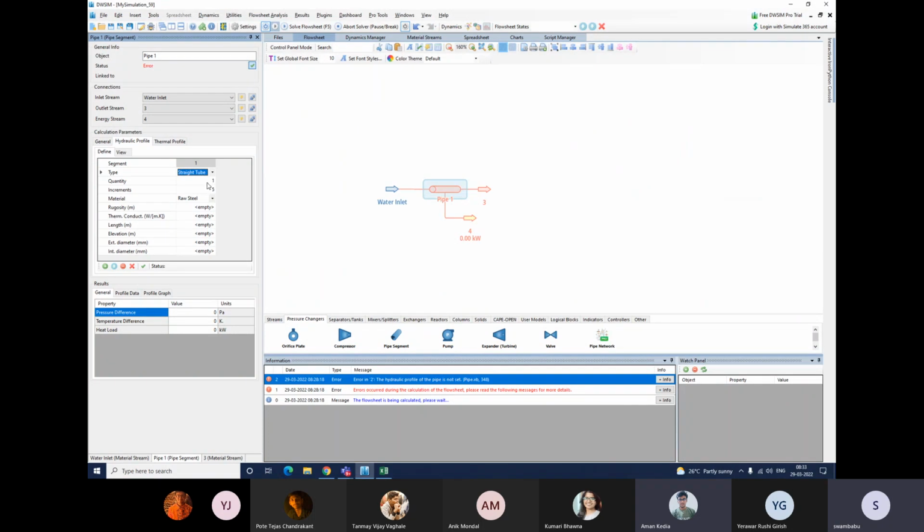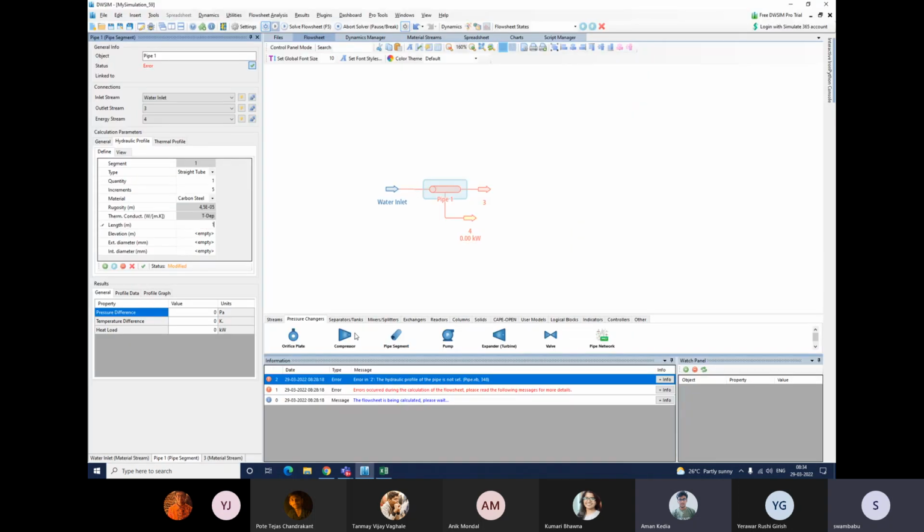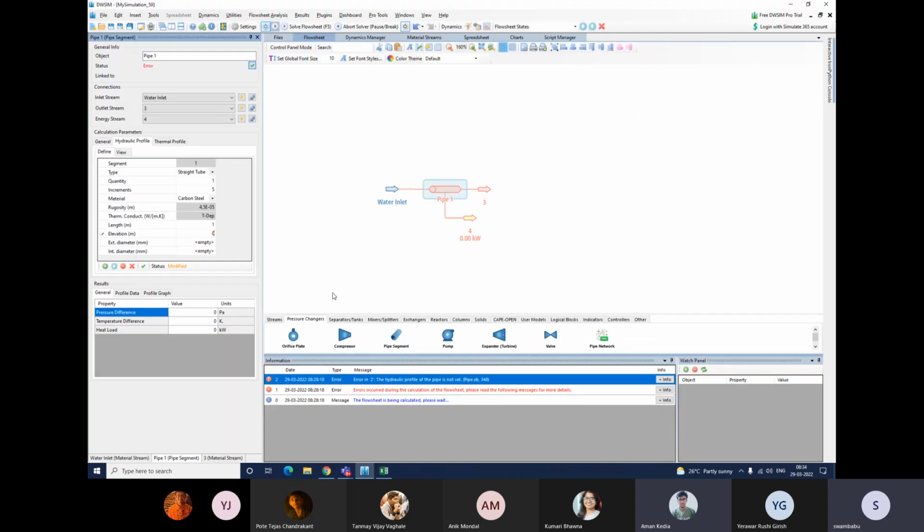Now how many? Only one quantity. And the materials of construction. What type of material: carbon steel, cast iron, stainless steel, or PVC pipe? Whatever commercial, copper pipe, we can select any one. So I'll just take it as a carbon steel pipe. By default, it will have a certain roughness, and that gives the roughness value. And length, we will need to define. The length is 1 meter. Elevation is 0. This is a horizontal pipe, so elevation is 0.